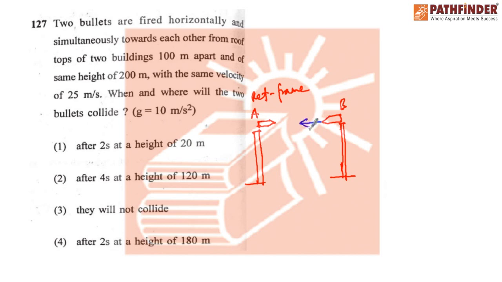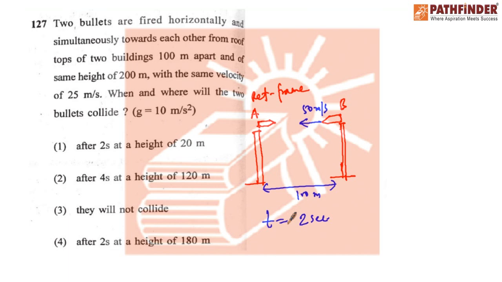Relative motion. According to A, B has no acceleration, and according to A, B has velocity 50 meter per second. And they are separated by 100 meter. So B will catch A after 2 seconds, right? So the time taken will be 2 seconds. So after 2 seconds is the correct option. So 1 and 4 might be correct.